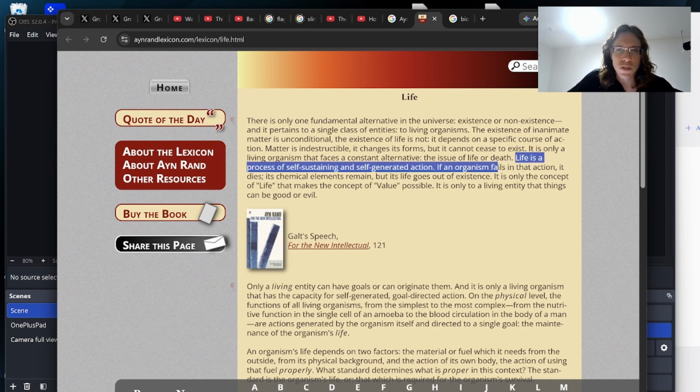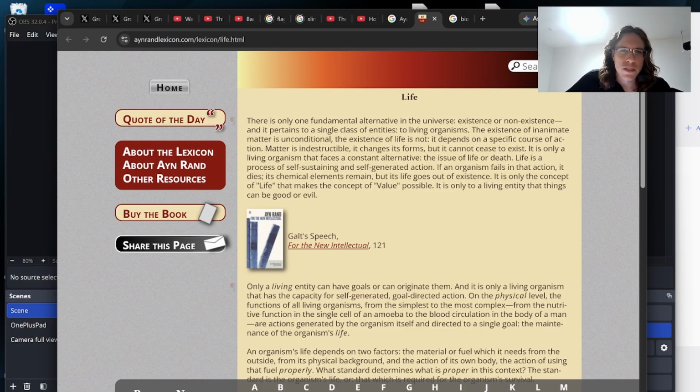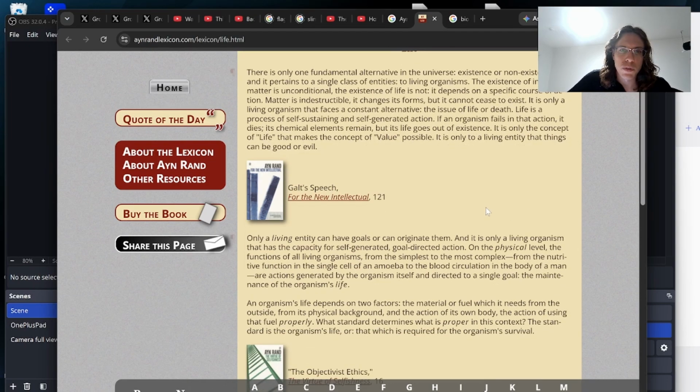So this line is really a definition. But I want to read you the full quote so that you could put it into context. Okay, so I'll continue. If an organism fails in that action, it dies. Its chemical elements remain, but its life goes out of existence. It is only the concept of life that makes the concept of value possible. It is only to a living entity that things can be good or evil.